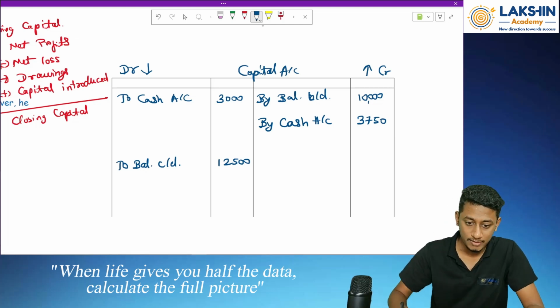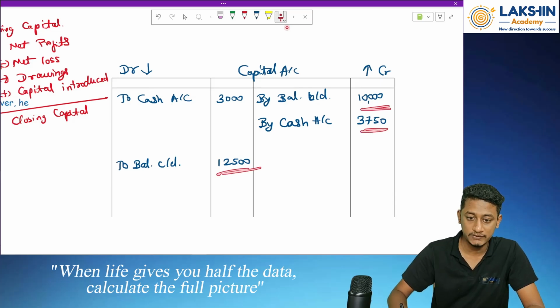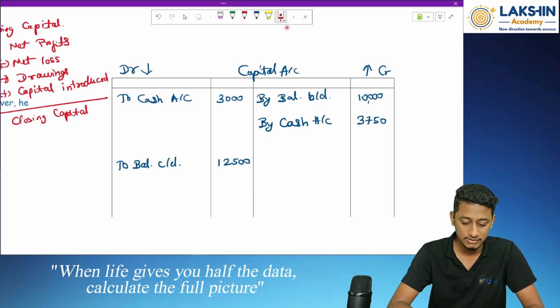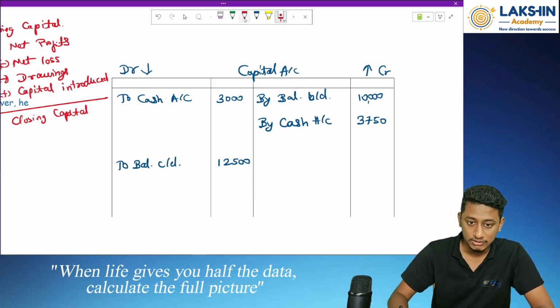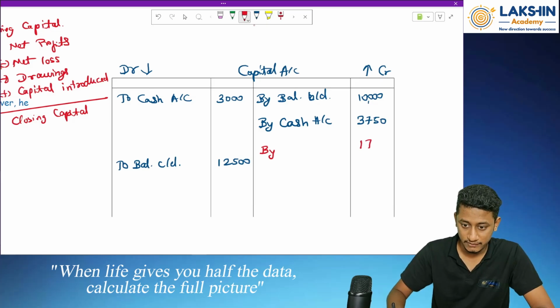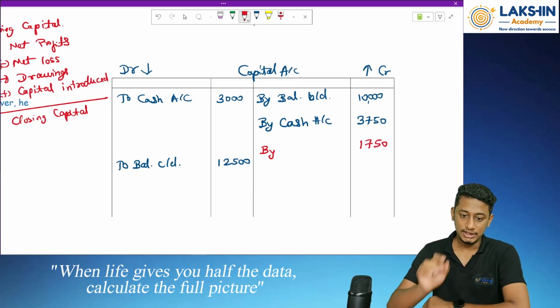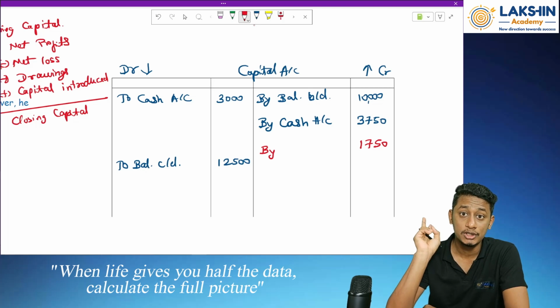I think it won't tally because we have 12,500 over here on this side and we have only 10,000 over here, 3,750. No. So we will have some closing balance. Let us see. So 10,000 plus 3,750 minus 3,000 minus 12,500. That would be 1,750 on the credit side. So by whatever it is, 1,750. So now what will this be? See, you can see that the entry has come on the credit side.